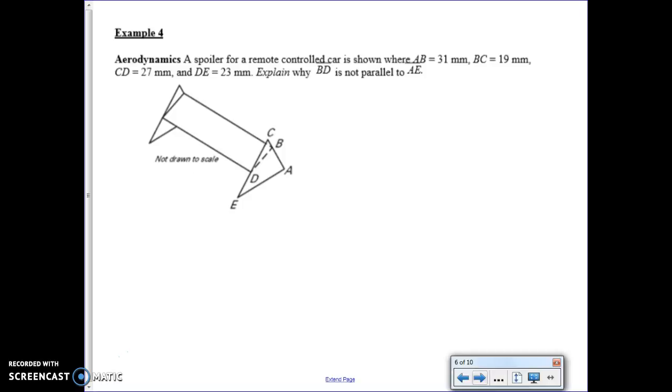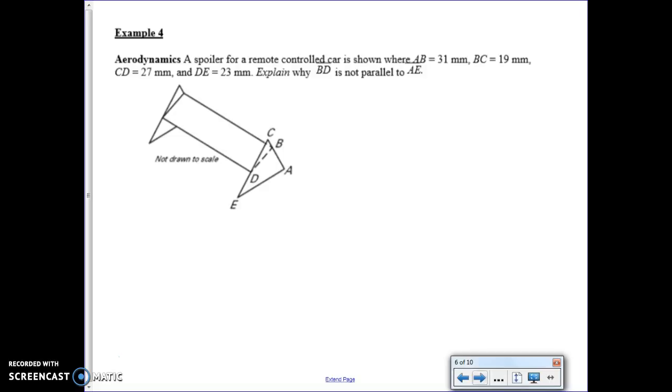Okay, so kind of a real world example here. A spoiler for a remote controlled car is shown where the length of AB is 31 millimeters, the length of BC is 19 millimeters, the length of CD is 27 millimeters, and the length of DE is 23 millimeters. Explain why BD is not parallel to AE.